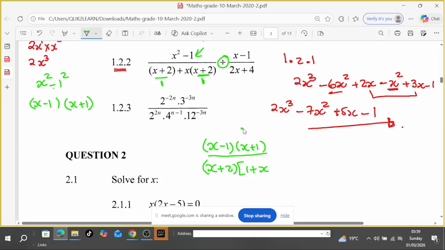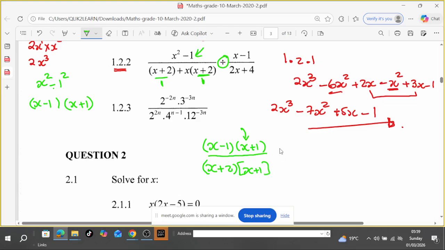So I'm going to rearrange this so that it can be the same as that part. Instead of 1 plus x, I'll write it as x plus 1. Okay, I hope you are with me on that. So this will be x plus 1.